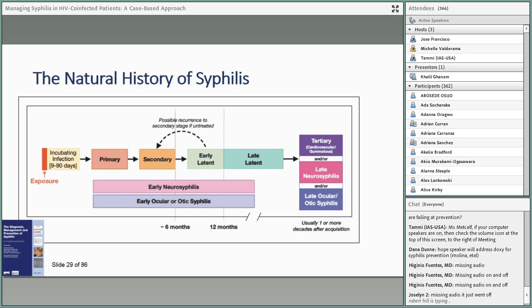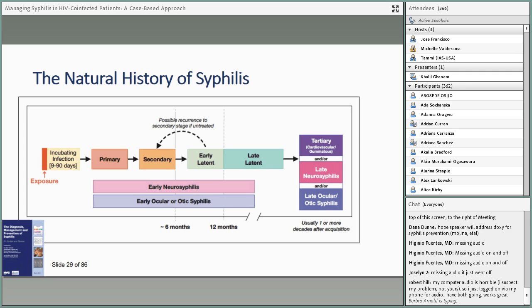Now, if you do nothing, if you don't treat the patient, the immune system will kick in and clear the secondary lesions, and the patient goes through a phase called the latency phase. The early latency phase is described as from 1 year from the time of exposure. So in other words, from the time of exposure up to 1 year when there are no signs or symptoms, that's called the early latency phase. After 1 year, when there are no signs or symptoms, that is called the late latency phase. The reason why we divide that is because the treatment differs.